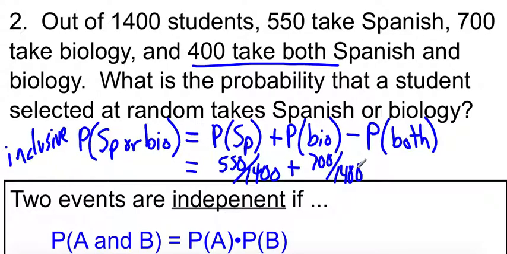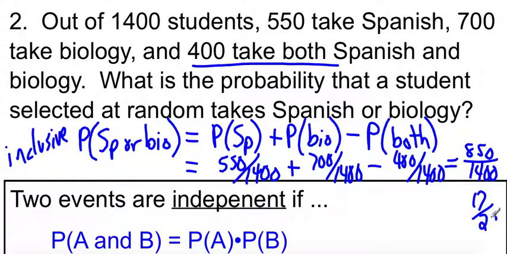And then we need to subtract the overlap because if Logan is in Spanish and biology, we have counted him twice, so we need to subtract our overlap so we don't double count all these people who are in both. People who are in both are 400 out of 1,400. We're just going to add that up, which is 850 out of 1,400. And again, we want to reduce that fraction, which is 17/28. Your calculator can help you with that. Then I like to turn it into a percent just because I don't know what 17/28 is off the top of my head. It turns out to be right around 61%.